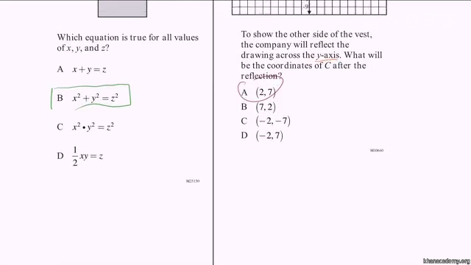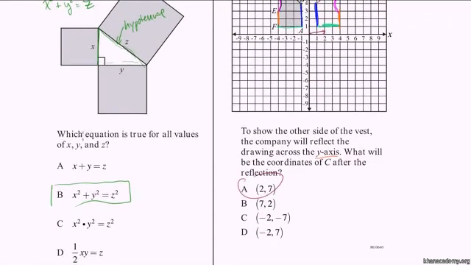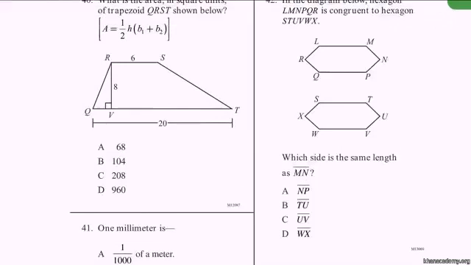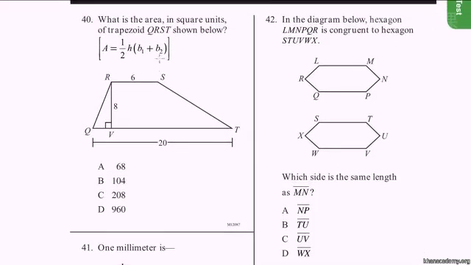And I'll do the next video. Well, there's only 2 problems in this video, so let me go to the next page. And the next page, number 40. What is the area in square units of trapezoid QRST shown below? So we need to figure out the area of this. And they actually even give us a formula for this trapezoid.